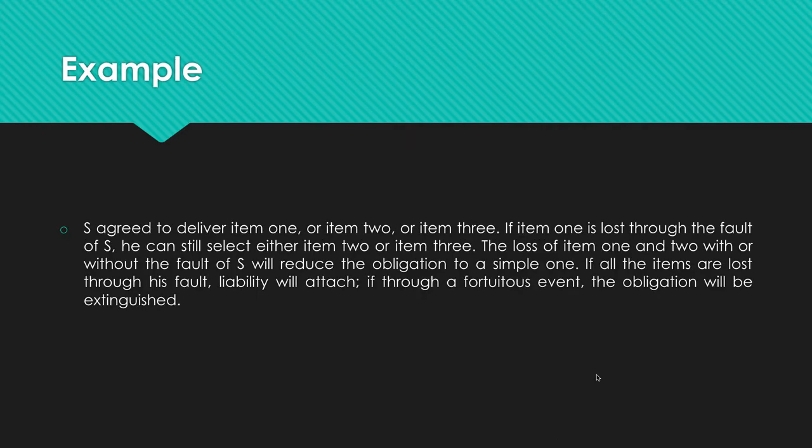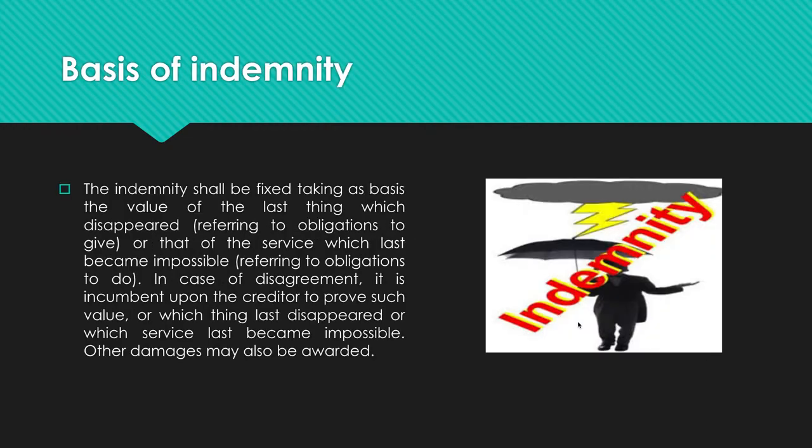Another example that we can look at. S agreed to deliver item 1 or item 2 or item 3. If item 1 is lost through the fault of S, he can still select either item 2 or item 3. The loss of item 1 and item 2 with or without the fault of S will reduce the obligation to a simple one. If all items are lost through his fault, liability will attach. If through a fortuitous event, the obligation will be extinguished. So, sorry na lang kung talagang fortuitous event ang reason ng pagkawala. Okay. But there are exceptions to that. We will get to the exceptions later.